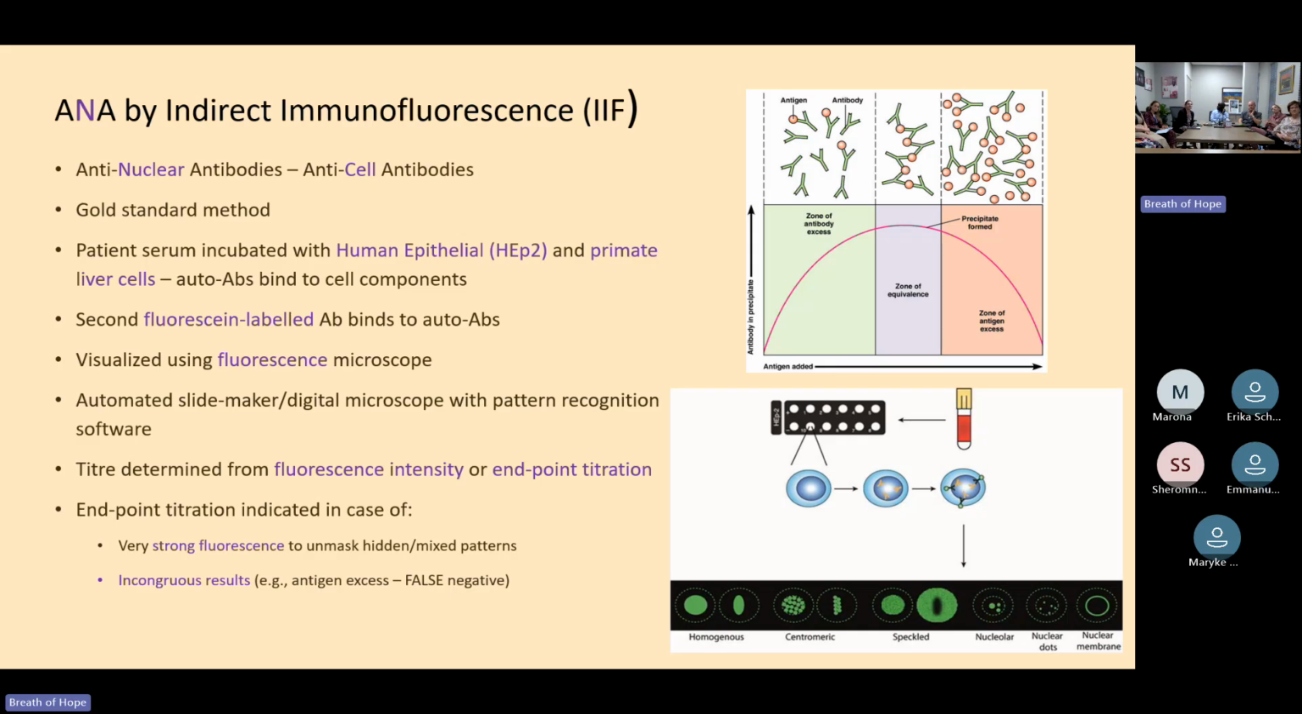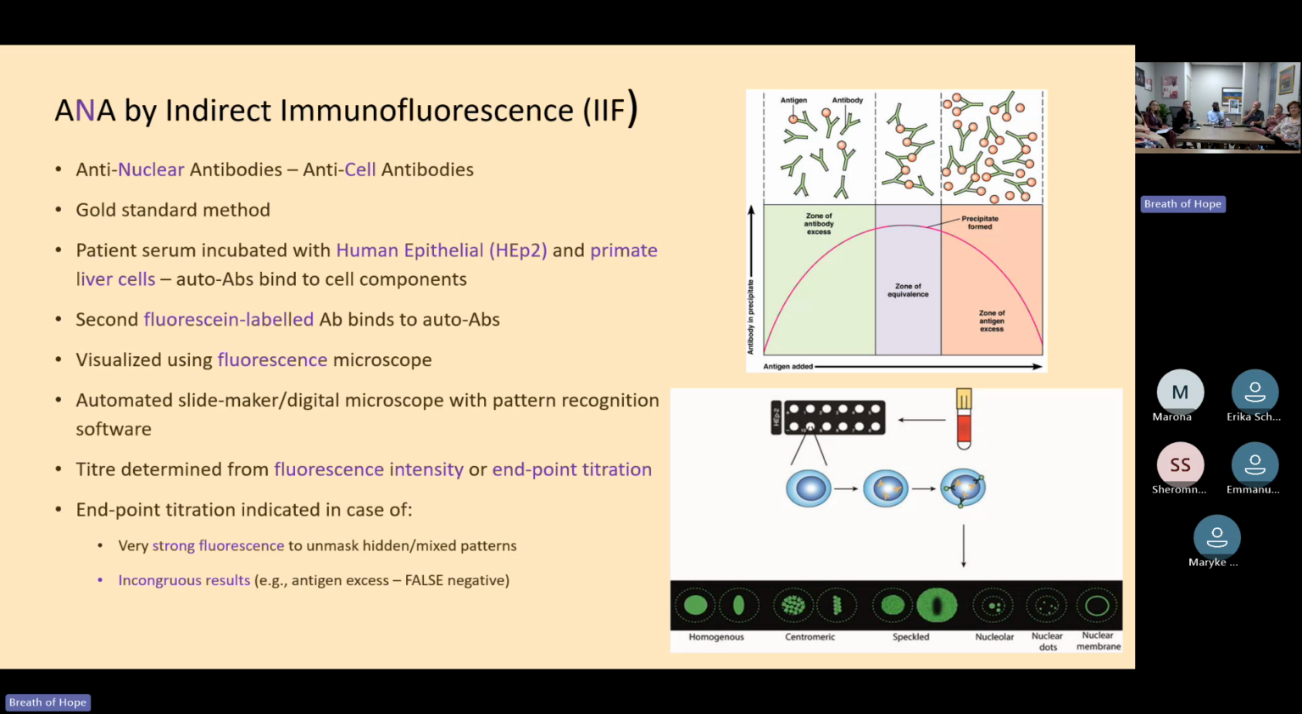The classical way of doing it is endpoint titration. We don't do endpoint titration for every single patient. Sometimes the pattern is easy to see, but if the fluorescence intensity is very great, so you can see it's a very strong specimen, and you think there might be patterns hiding behind, then we do further titers. The beginning titer is 1 in 80. That's your screening titer. Then if you want to titer further, you can go 160, 320, 640, 1 in 80. You can do further titers too in order to visualize whatever has bound there better.